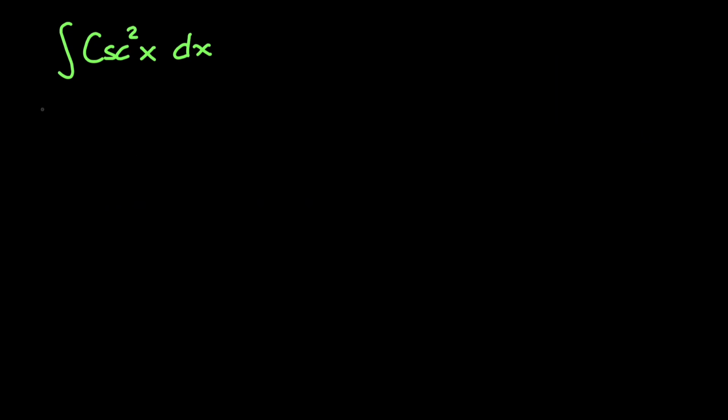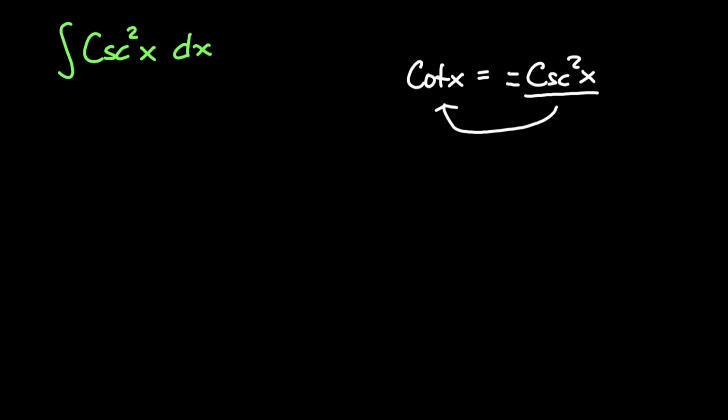The integral of cosecant squared of x dx. Here's one thing you should know. The derivative of cotangent of x would be equal to negative cosecant squared of x. And so, by reverse, the integral of cosecant squared of x would be equal to cotangent of x. But since this is negative, this should also be negative. So the integral of cosecant squared of x would be equal to negative cotangent of x plus c.